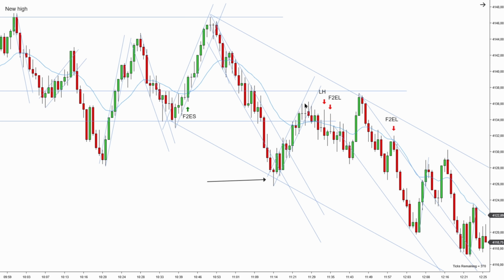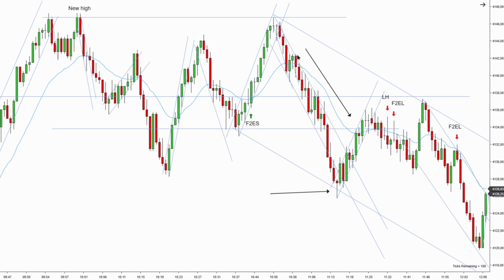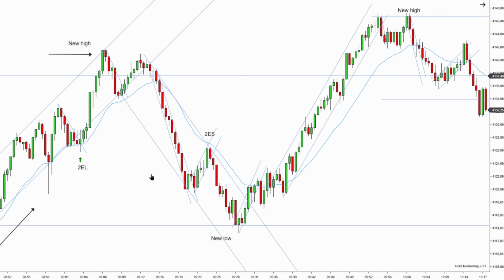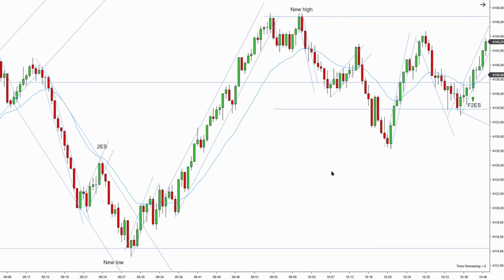Is this good failed second entry short to take? It is not. Why is that the case? Because the major pattern right now, of course, is a trading range. The major pattern is a trading range. Look at how sideways we've been going the entire day. At this point, it is obvious there is no trend. We're just working up and down consistently.